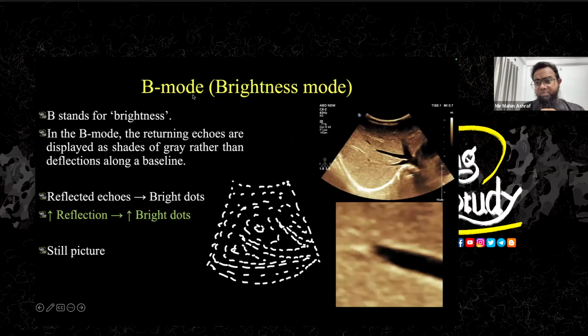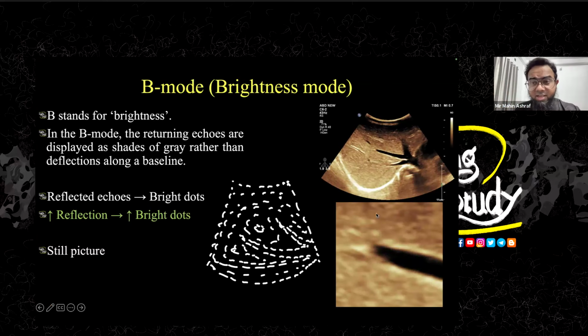Okay, so now come to the B mode, B for brightness. Here we use the brightness term. What we do actually is put the sound into the patient's body, get the reflected echoes, and these reflected echoes are converted into bright dots. The more the reflection, the brighter the dots are. So the whole picture looks like dot, dot, dot, dot. This is a still picture, the typical picture of the liver. This is the B mode image.